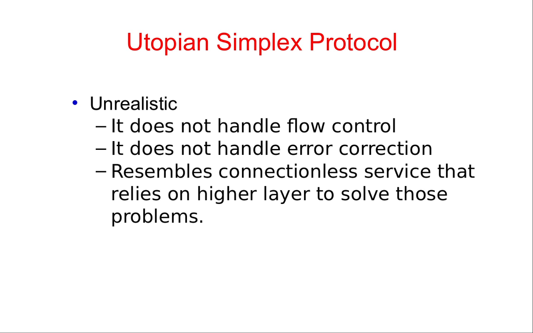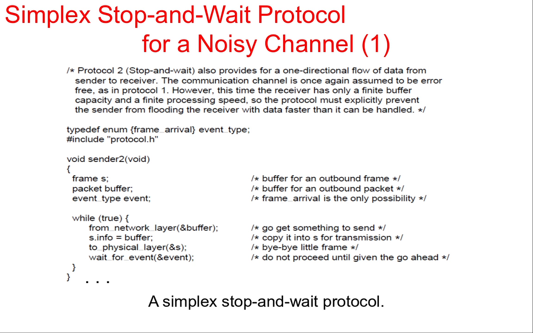So this basically resembles a connection-less service that relies on the higher layers to solve those problems, for example the error control and the flow control. So we'll now see a next version of this protocol for a noisy channel, where we'll now assume that the channel may give some error.